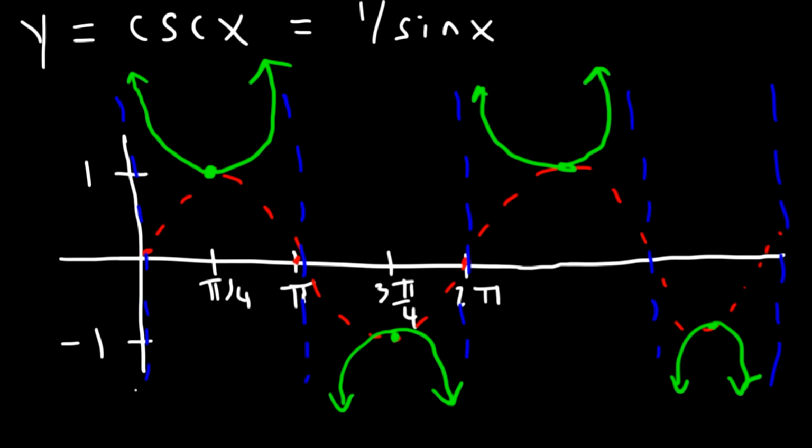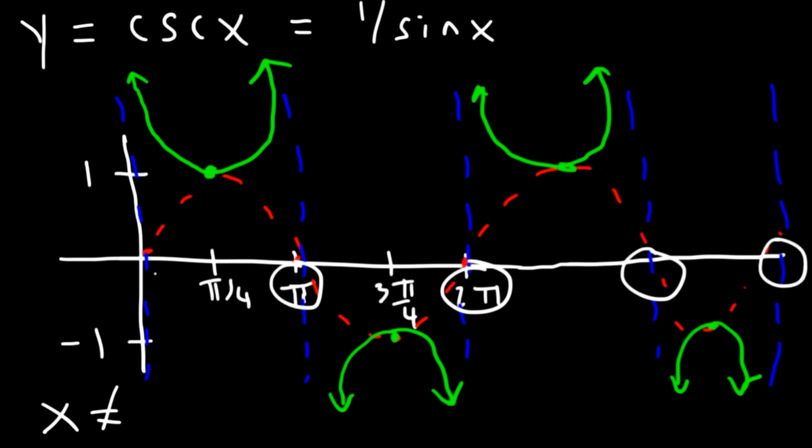Now, unlike sine, cosecant has restrictions. Cosecant could be anything except the vertical asymptotes. So for your domain, x is all real numbers except x cannot be pi, 2 pi, the next one's going to be 3 pi, then 4 pi, and so forth. On the left side, you have 0. If you continue it, it's going to be negative pi, 2 pi, 3 pi.